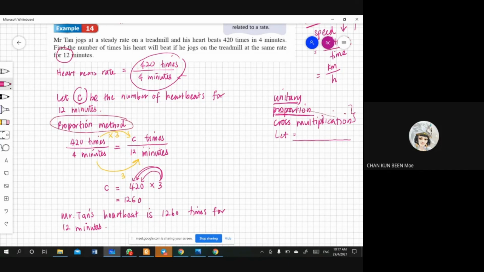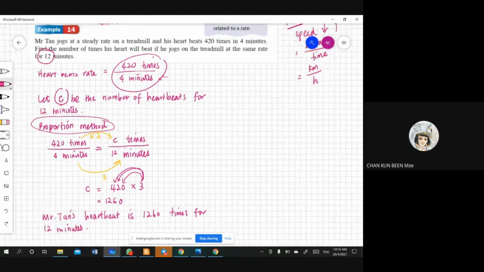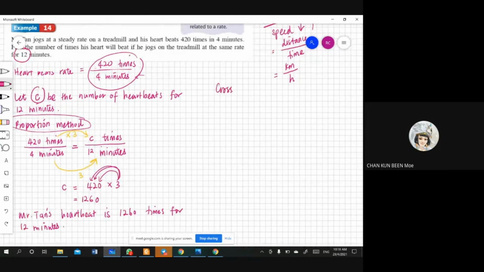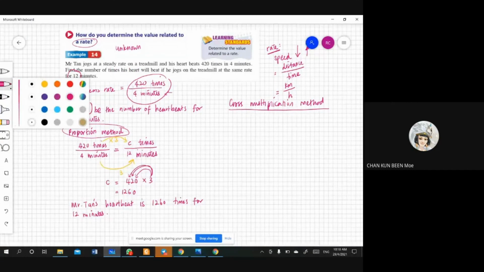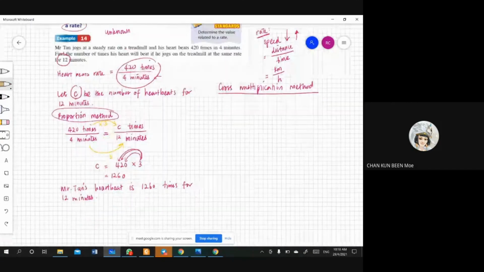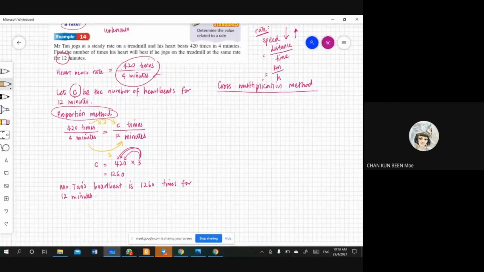Now we move on to the cross multiplication method. Okay, I wipe off this part here because I'm going to use this space. So now let's see the cross multiplication method. You remember, in the cross multiplication method we have to make an assumption, but the assumption is already done. Which one is your assumption? Do you still remember? Which one is your assumption, class? C. Yes, very good. This one is your assumption.